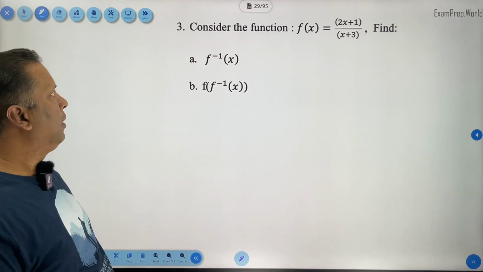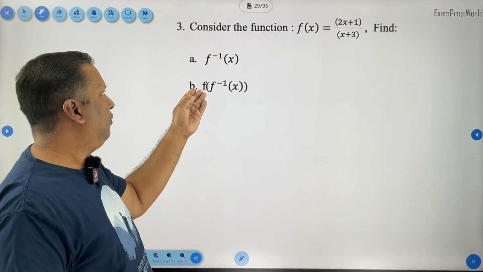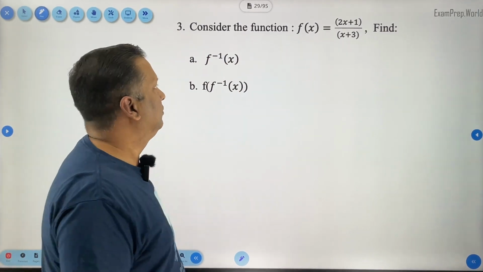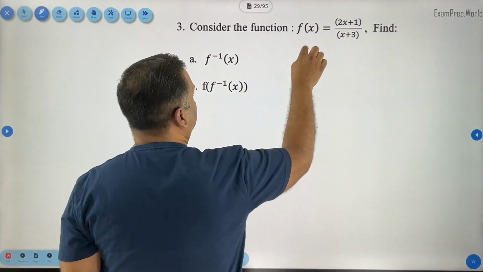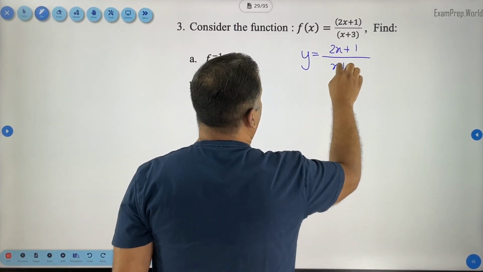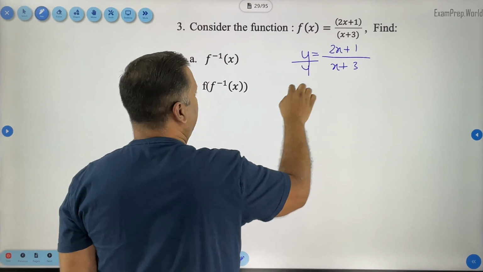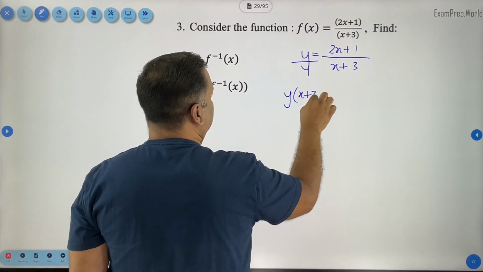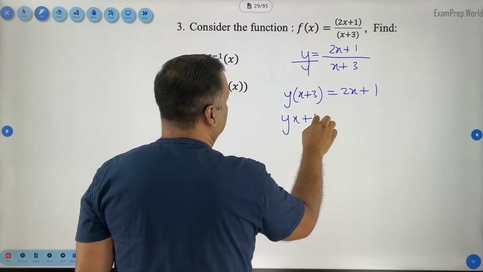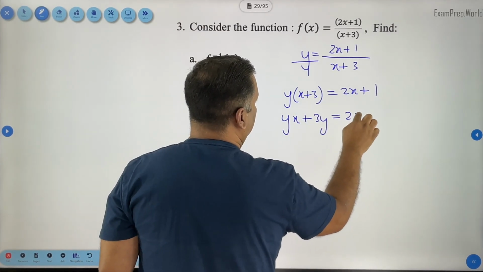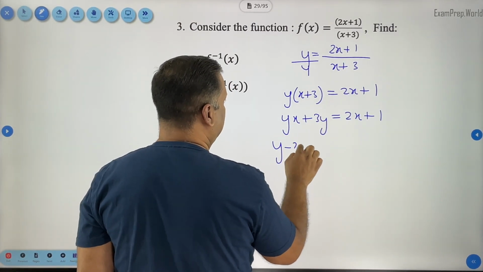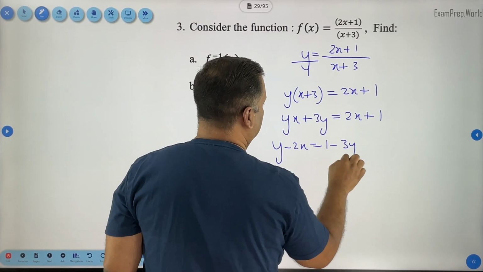Here they are asking us f inverse x and f of f inverse x, function inside a function. Okay, so let's do the first one first. To find f inverse x, I would write y equals (2x plus 1) by (x plus 3). Now obviously cross multiply: y times (x plus 3) equals 2x plus 1. So it is yx plus 3y equals 2x plus 1. Get x on one side: yx minus 2x equals 1 minus 3y.